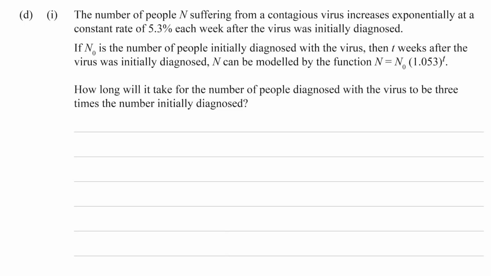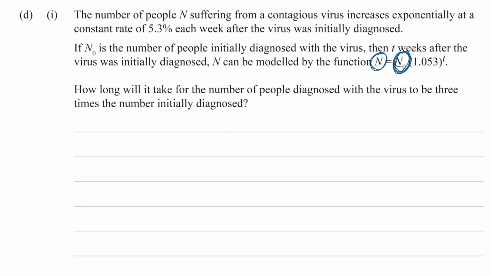So N naught, so N subscript 0, we call that N naught. If you didn't know, naught means 0. Is the number of people initially diagnosed. So that's our initial condition, our initial value. And t is the number of weeks after the initial diagnosis. So the number of people infected is equal to the initial amount of people.